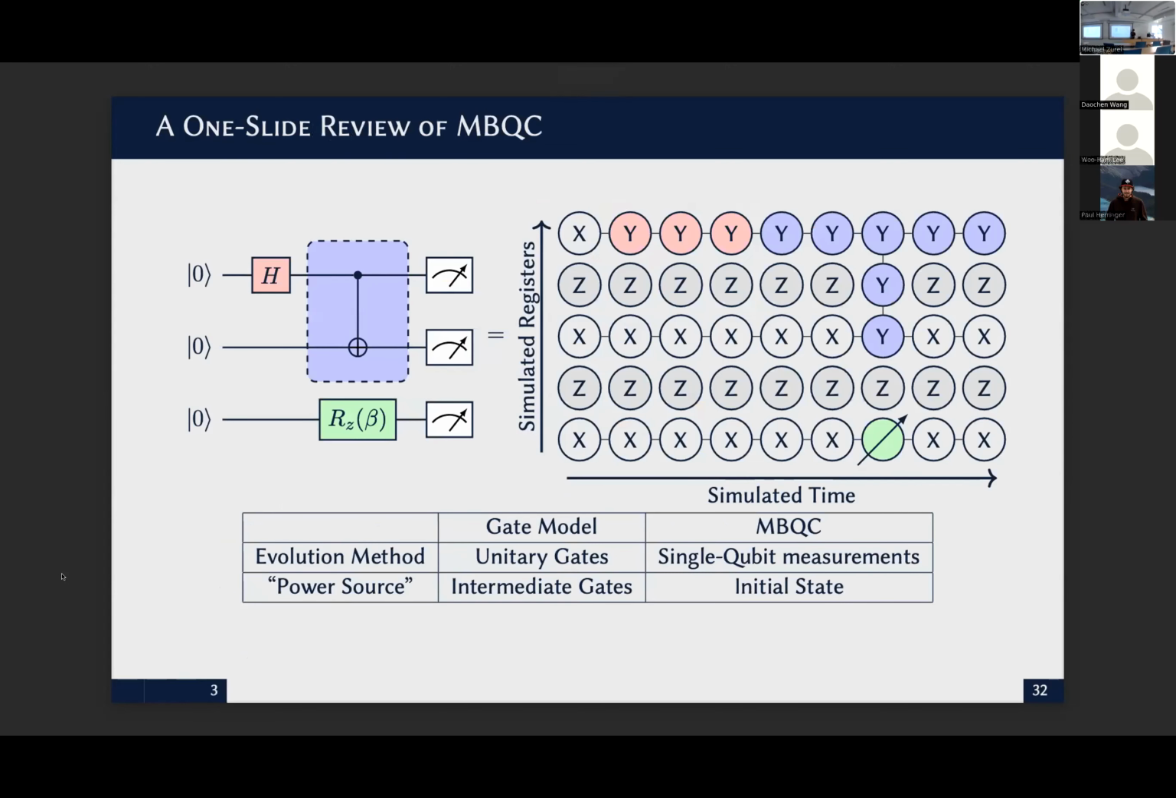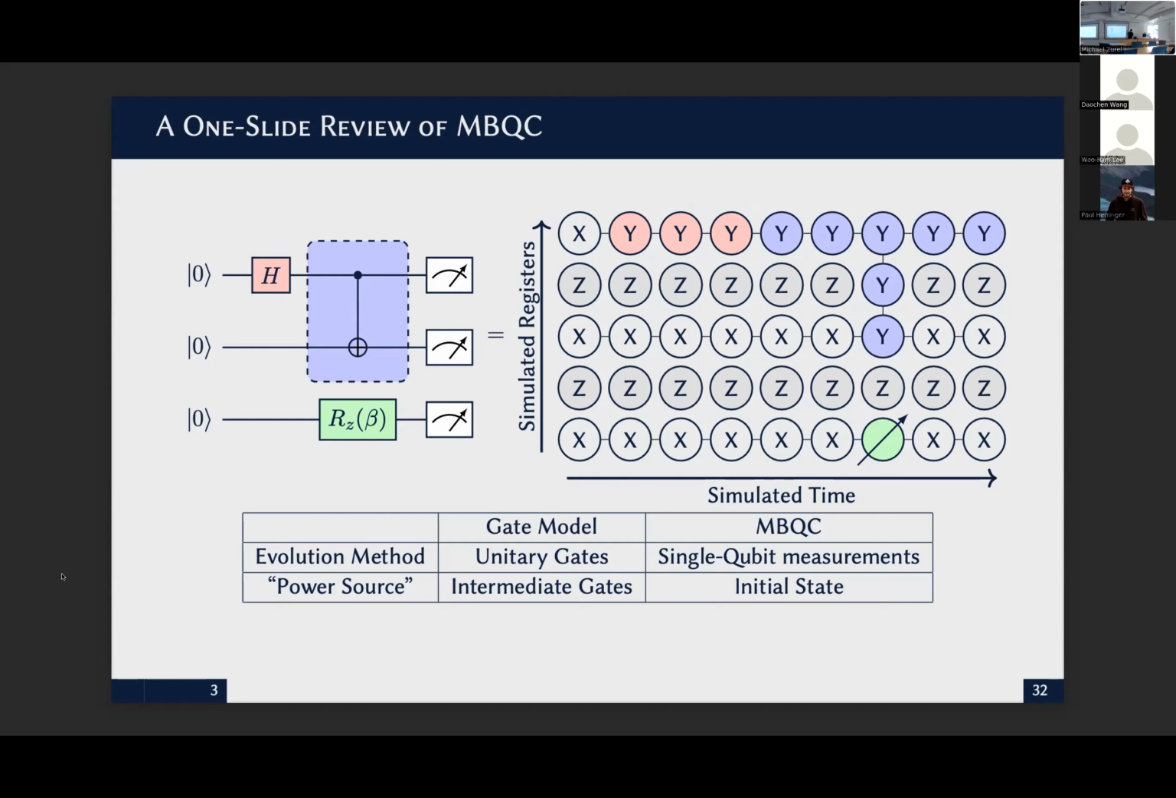And here is our one-slide review of measurement-based quantum computation. On the left, we have our standard circuit model of quantum computation. One starts with an initially unentangled product state. Then there's some computation-specific sequence of unitary gates, which evolves the state. And at the very end, there is a readout procedure where all qubits are measured in the computational basis. Here, the power source or complexity of the computation is really coming from this computation-specific sequence of gates we choose.